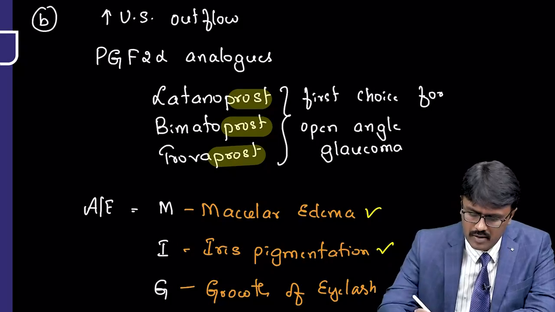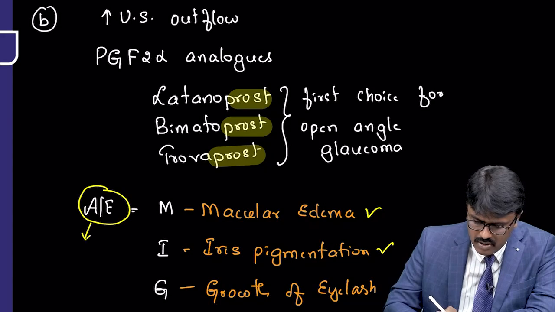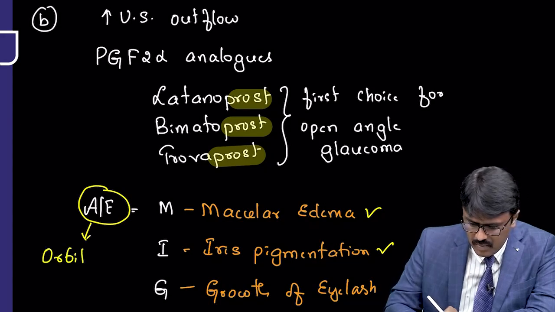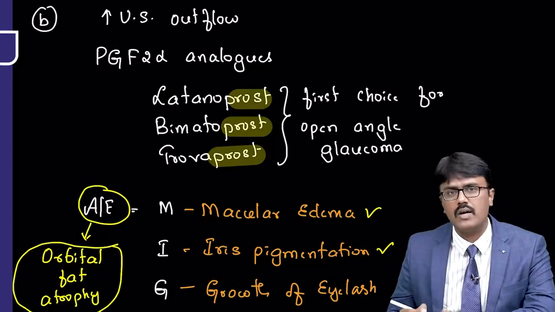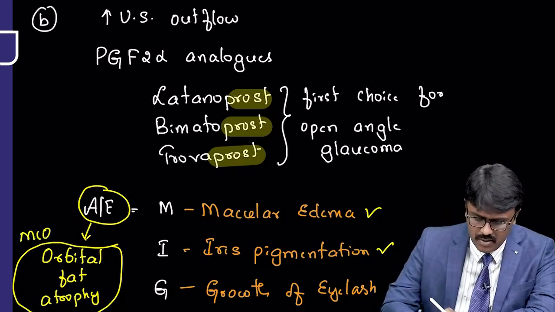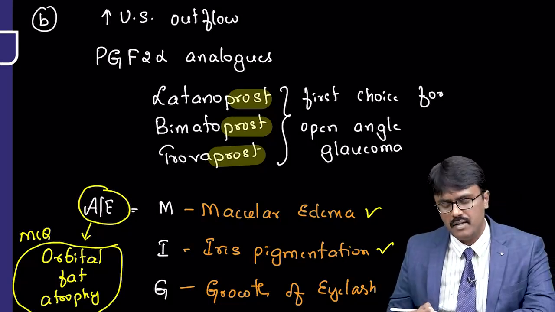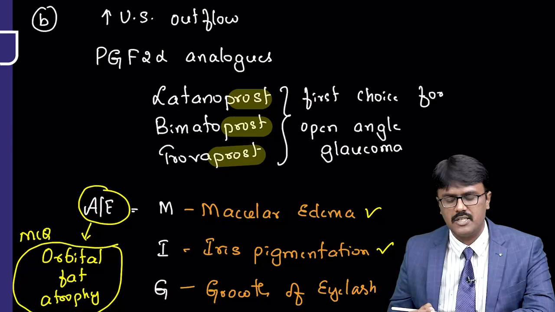So another adverse effect which is still not asked is that they can also produce orbital fat atrophy. This is one more adverse effect which is caused by them, but is not asked till now. So we can expect that in future exams to come. The MIG: macular edema, iris pigmentation, growth of eyelashes, with latanoprost, bimatoprost, travoprost.